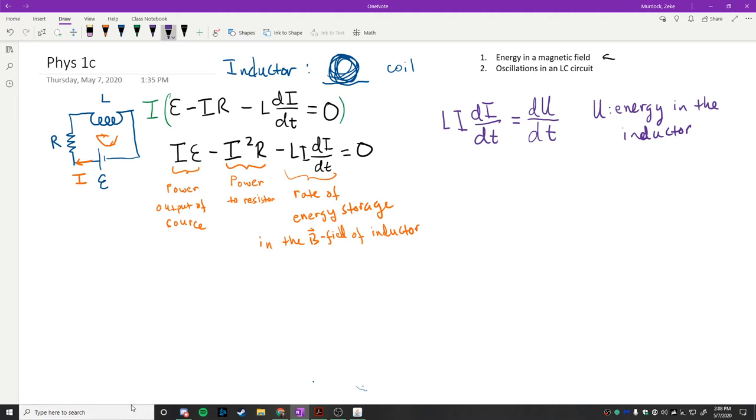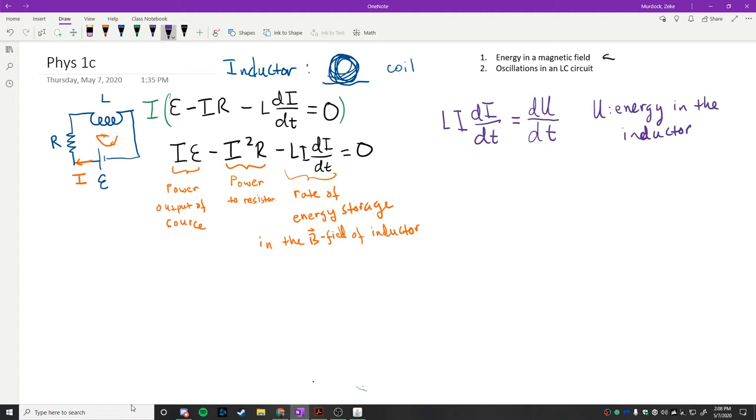Notice that this quantity could be positive, negative, or zero, right? Because di/dt is a quantity that says what's happening to the current. Is the current increasing or decreasing in your circuit? Like, when you turn it on, the current's increasing, right? So this is positive. Would you guys agree?